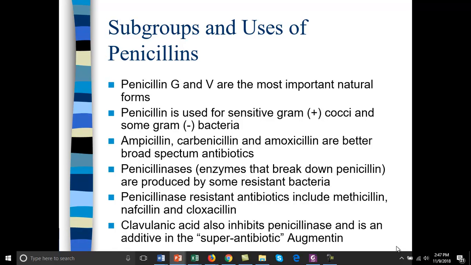Okay. You've probably heard of the super antibiotic Augmentin. Augmentin is just amoxicillin plus clavulanic acid, and clavulanic acid is a substrate that inhibits penicillinase, and it allows you to use amoxicillin much more effectively.